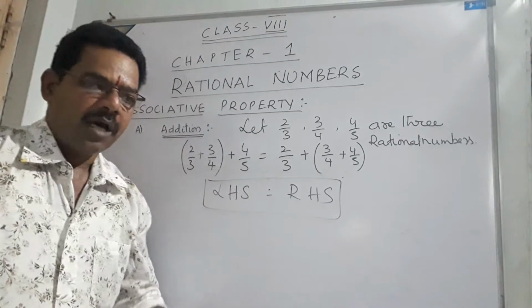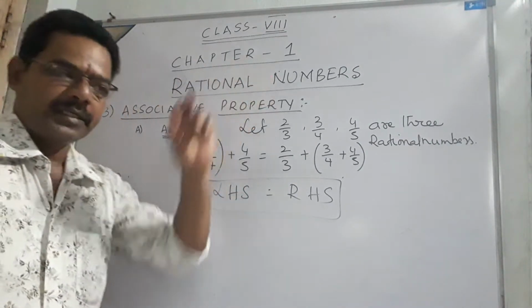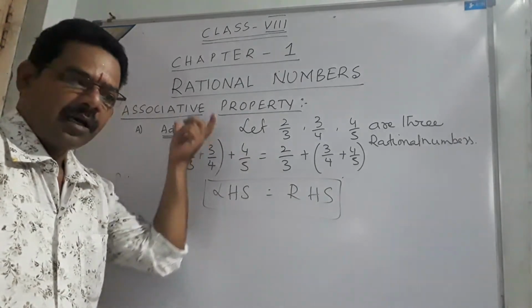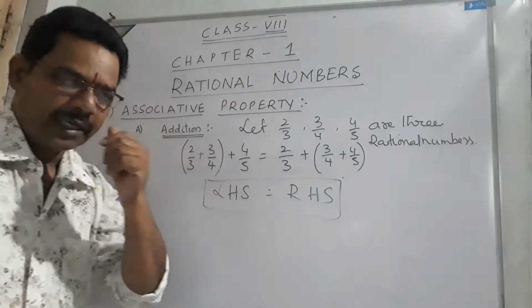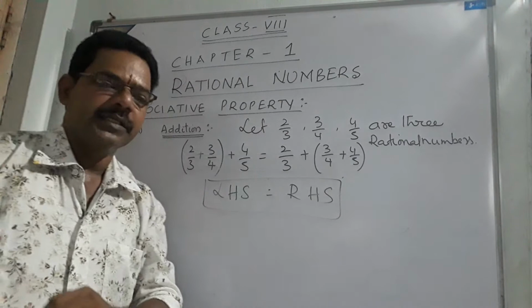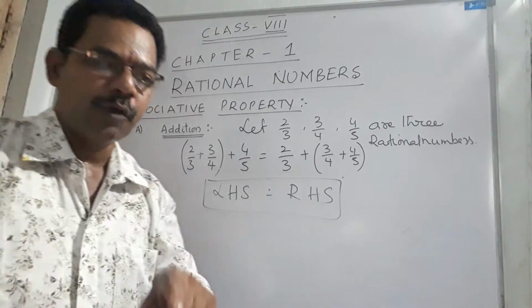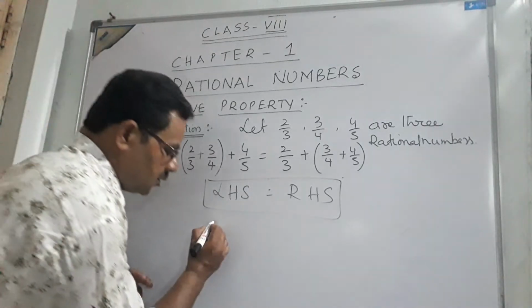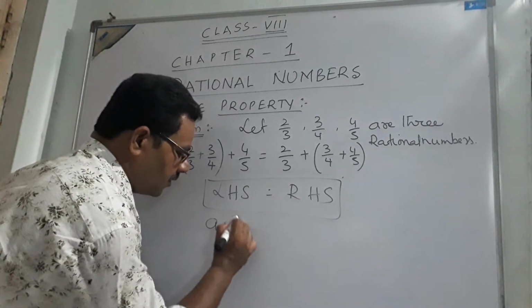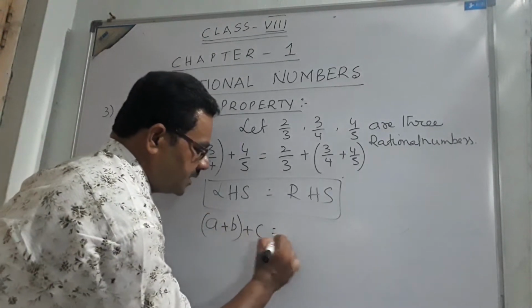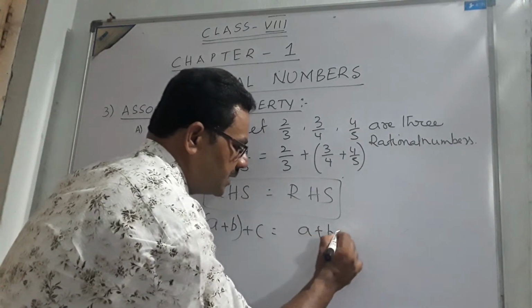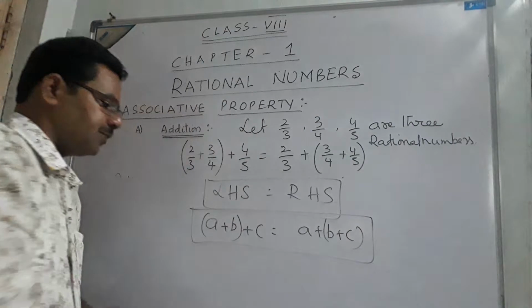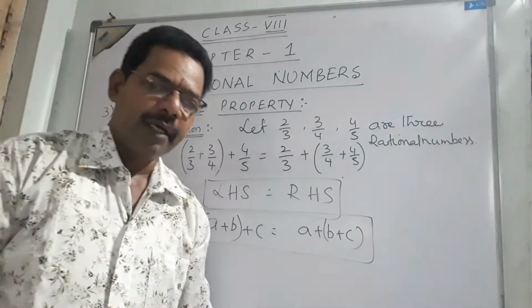So we can say addition is associative in rational numbers. Understand? Addition is associative in rational numbers. Otherwise we can say rational numbers are associative under addition. Okay. So here you can take the general form (a + b) + c is equal to a + (b + c). If it is true, we can say this property is followed under addition.